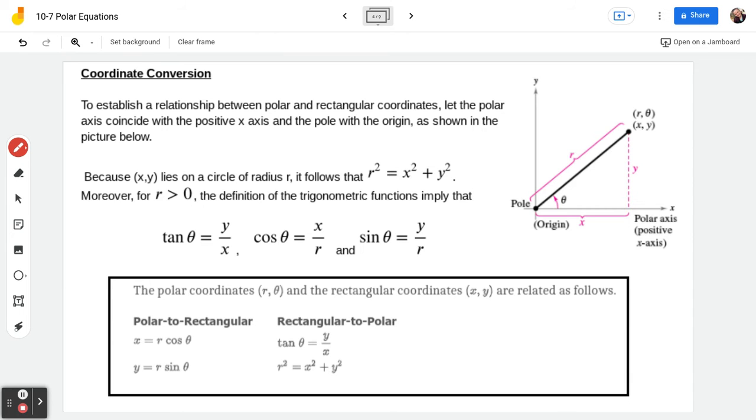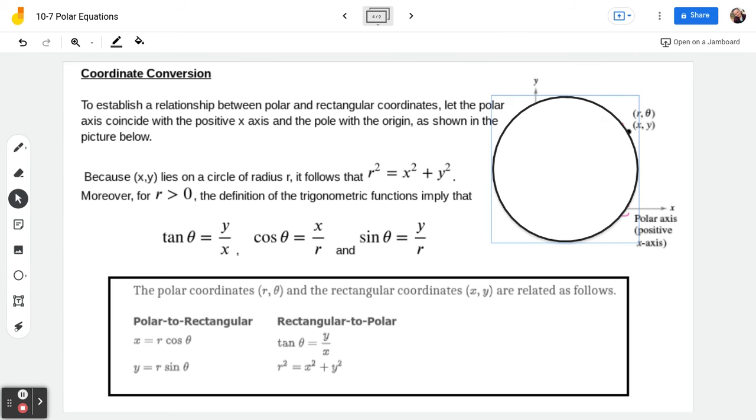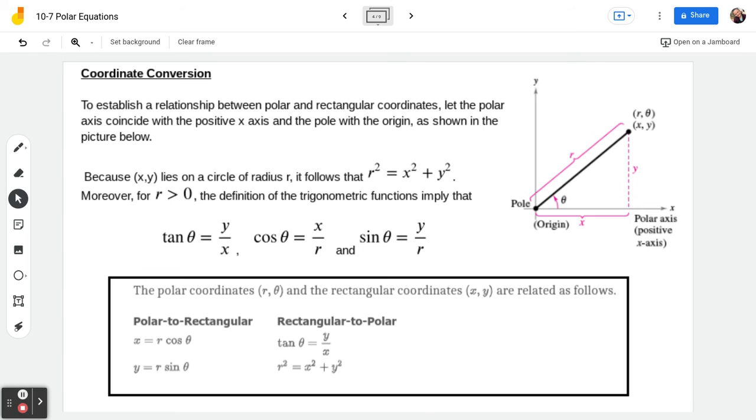which is interesting. Because (x, y) lies on a circle of radius r, it follows that r squared is equal to x squared plus y squared. This just kind of makes unit circle sense here. If you were to draw a circle, what we're saying is that the relationship between r, y, and x is a right triangle, which means I can relate them using the Pythagorean theorem. r squared, which is c squared, is equal to x squared plus y squared. So this is just based on the Pythagorean theorem and ideas of circles.